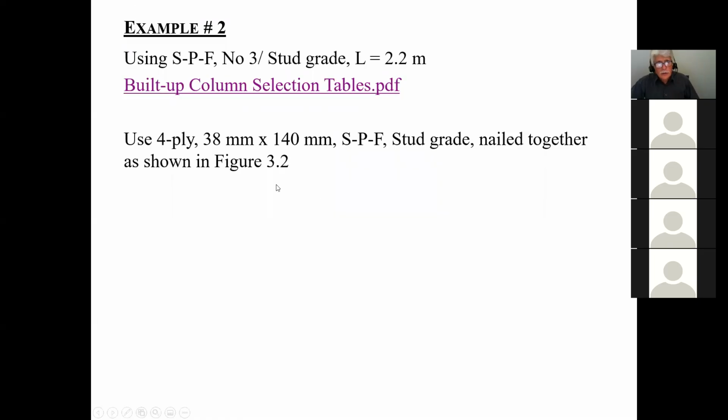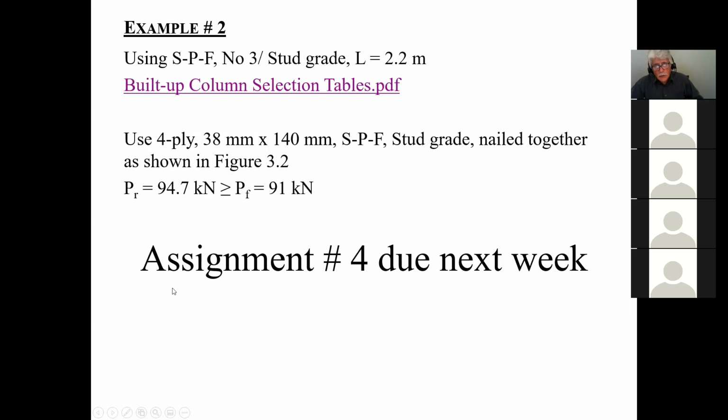Okay, so here we go. We have used 4-ply 38 by 140 SPF stud grade nailed together as shown in figure 3.2. And of course I have 94.7, greater than the Pf of 91. And of course, guys, do the assignments. It does get you ready for the exam, okay?